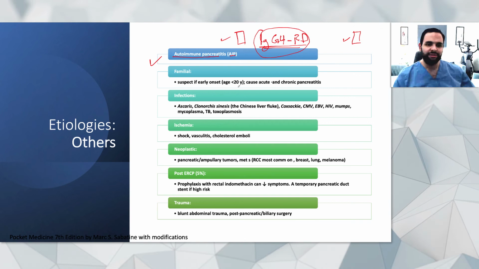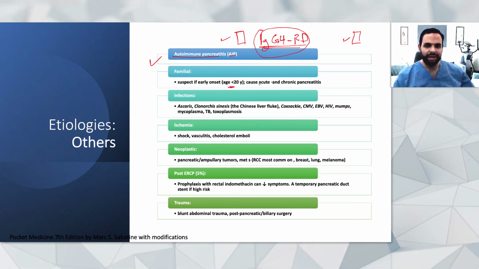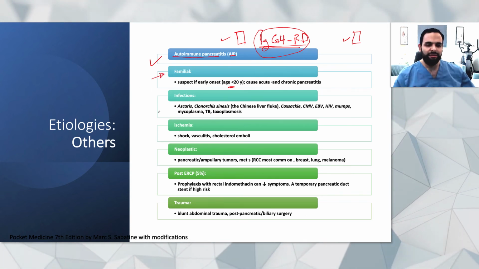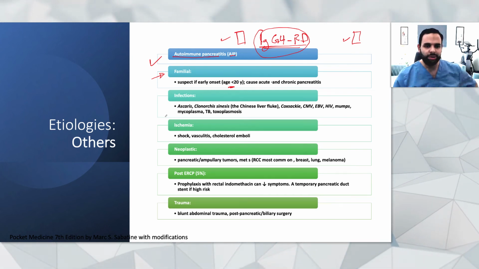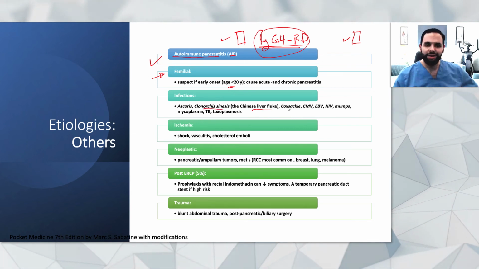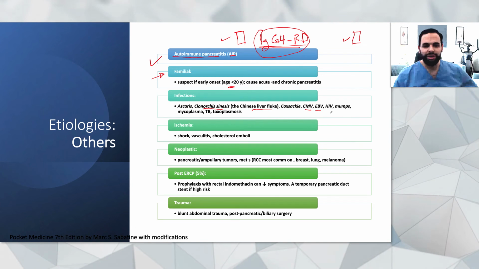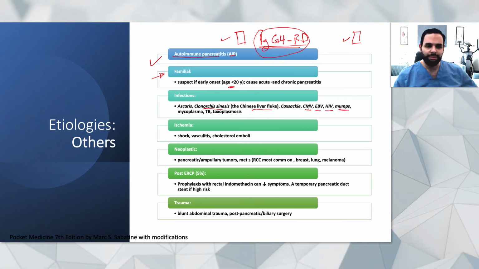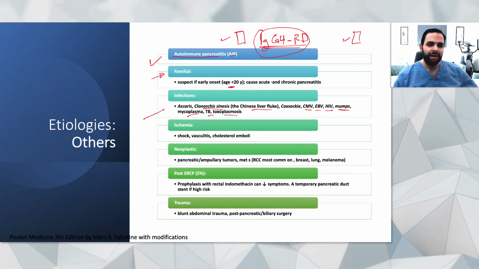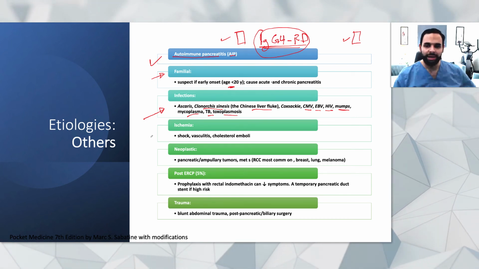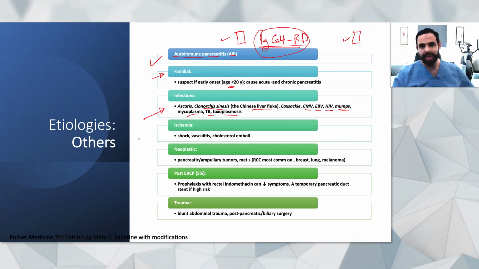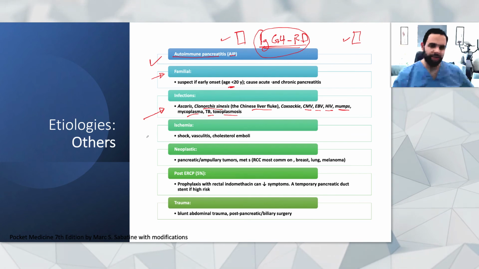Familial causes should be suspected with early onset below 20 years, and they can cause acute and chronic pancreatitis. One of the familial processes is hyperlipidemia. Infections such as Ascaris, Clonorchis sinensis, the Chinese liver fluke, and I'm not sure I'm pronouncing that right, Coxsackie virus, cytomegalovirus, Epstein-Barr virus, human immunodeficiency virus, mumps, mycoplasma, tuberculosis, toxoplasmosis. Those are all infections that can be the initial cause of pancreatitis, not a complication, because acute pancreatitis can have a complication of infection, usually a bacterial infection.